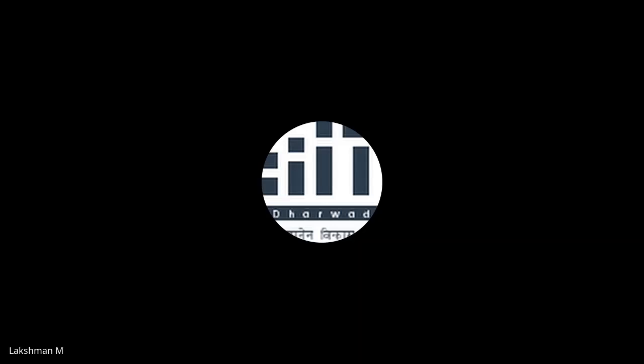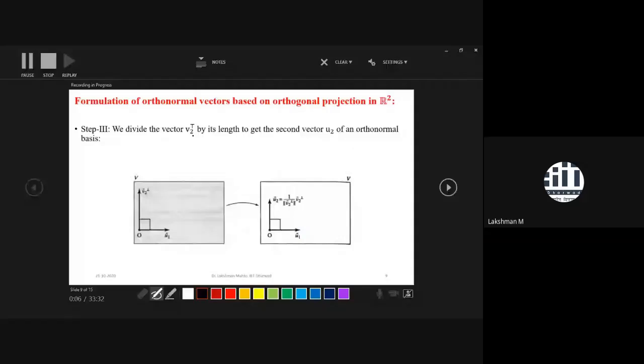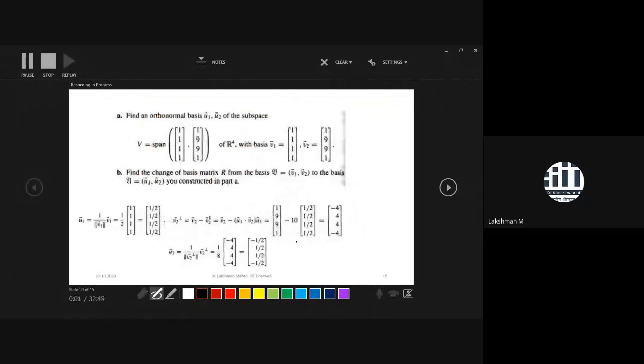So in the third step, which I discussed, what we will do is divide V2 perp by its length, or norm of V2 perp. Then we will get U2. So this is the story. You can observe that the angle between U2 and U1 is now 90 degrees. You can establish that condition, that U2 is perpendicular to U1. It is just a homework; you can try yourself and easily establish that.